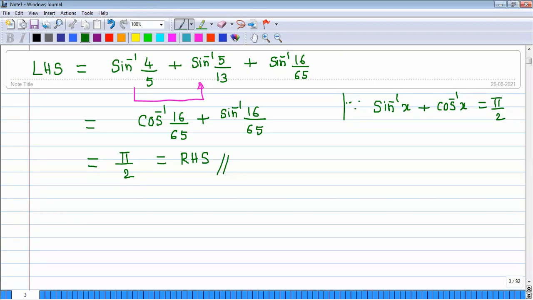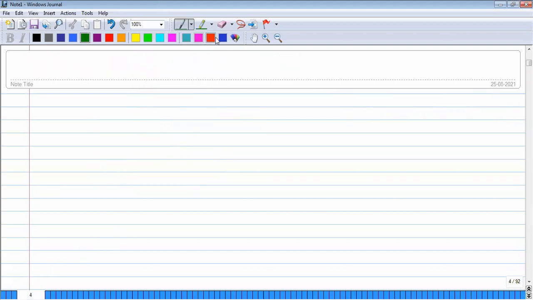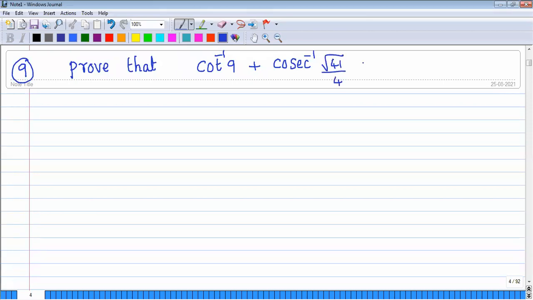Okay. Ninth question. Prove that cot inverse 9 plus cosecant inverse root 41 upon 4 equals pi by 4.